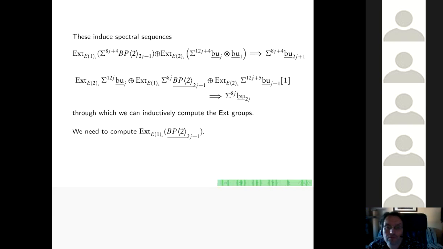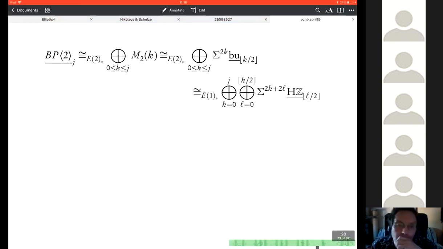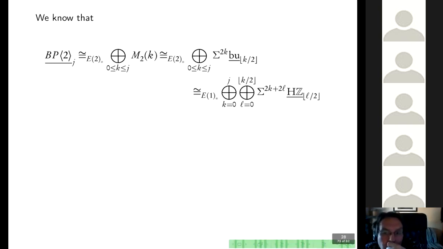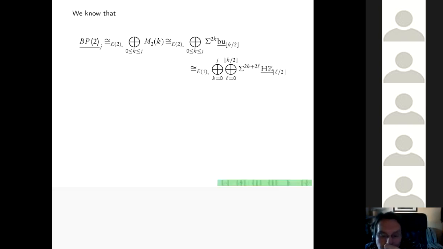So let me indicate what's going on there. BP2J decomposes. So A mod mod E2 dual splits as a direct sum of these M2Ks. Now BP2J is just the stuff in A mod mod E2 dual of weight less than or equal to 2J. So you get a similar decomposition in terms of the M2Ks.